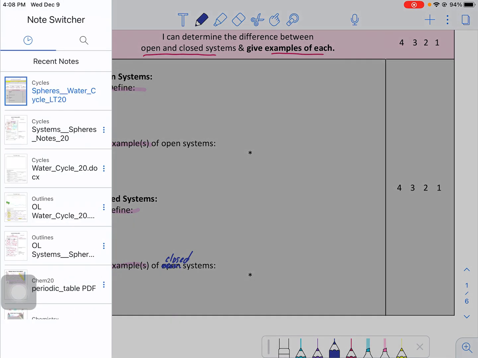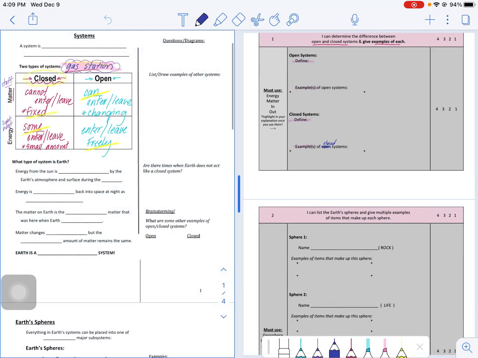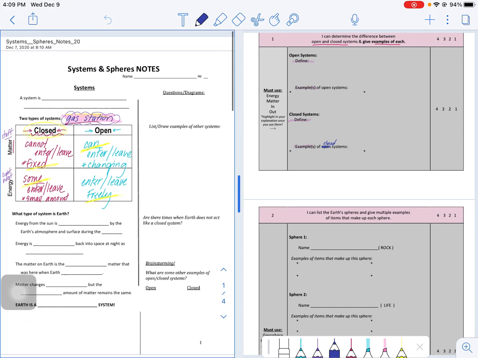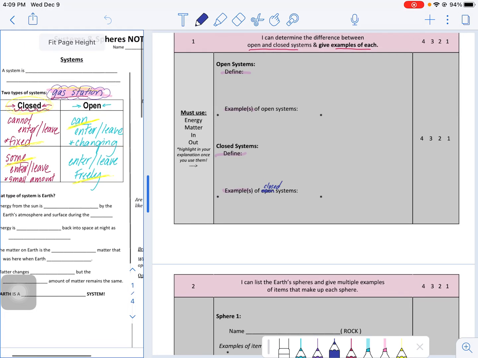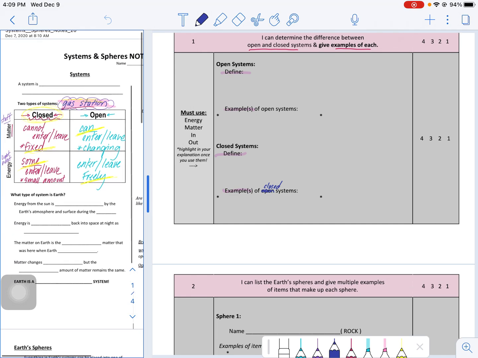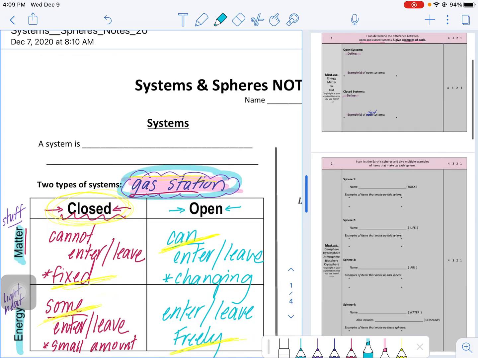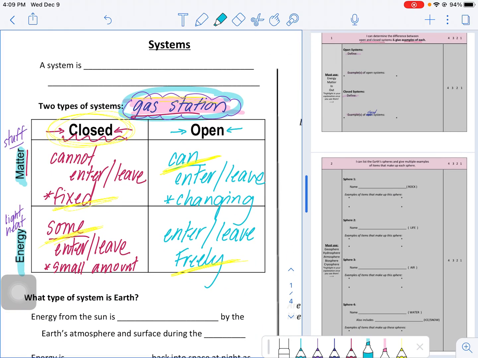Okay, so I want to look back at my notes. So I'm going to do my side swipe and put my notes over here on the left so I can view them while I'm filling in my details. So here's what I like to think about with systems, open versus closed. I like to use this analogy of the gas station. Thinking about the gas station in two different scenarios gives us a good visual of what's happening with both matter and energy in each type of system.